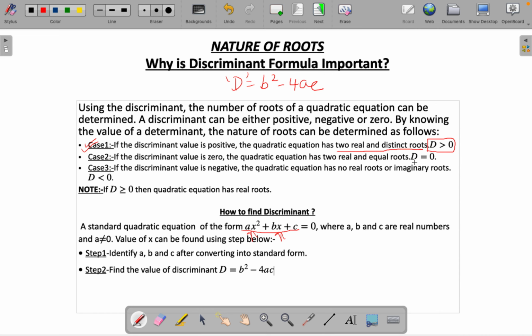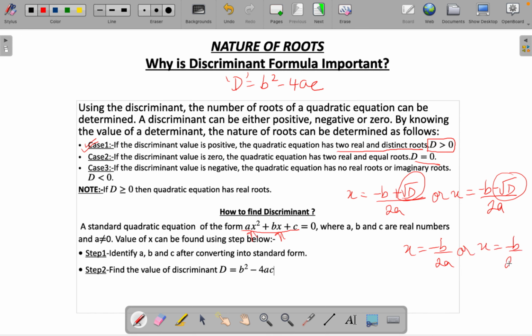If the value of D is coming out to be 0, then we will have equal roots. How will we have equal roots? It is quite clear from the quadratic formula. The quadratic formula says x is equal to minus b plus root D upon 2a is one root, and the other root is minus b minus root D upon 2a. So consider D is 0. That means both the roots will be minus b upon 2a only. Right, children? So that is why we say that the roots are equal.